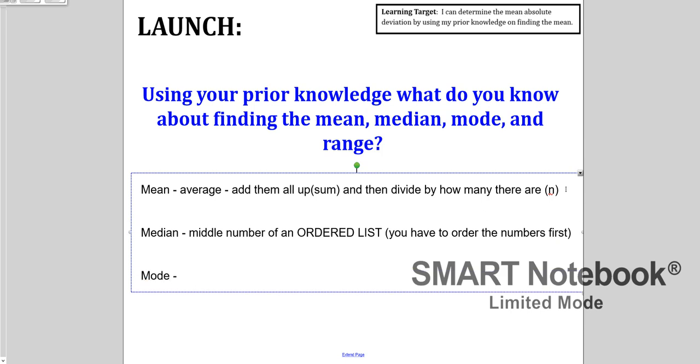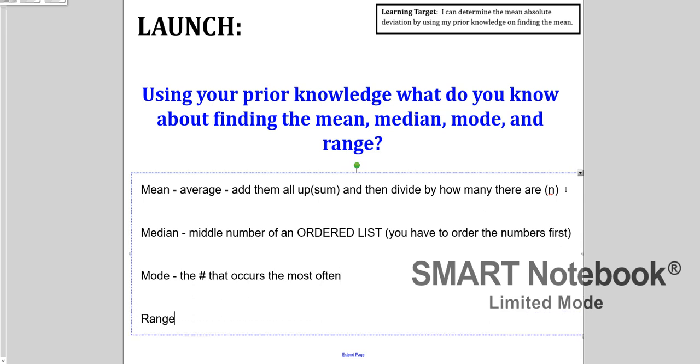Mode is the number that occurs the most often. There could be more than one mode. So if there's two numbers that both occur 5 times, they can both be the mode. There could also be no mode. If every number just appears once, then there is no mode.